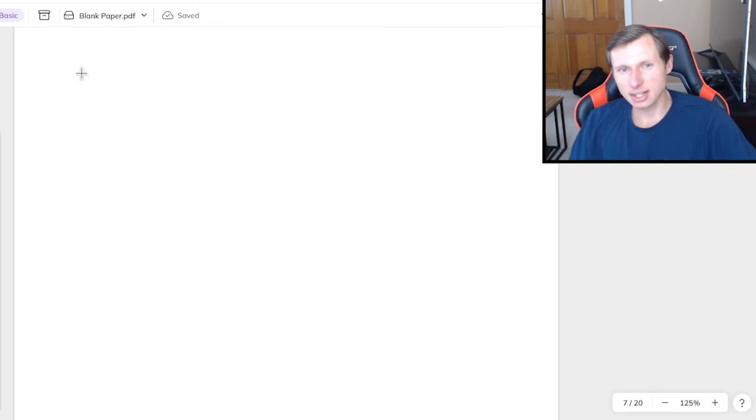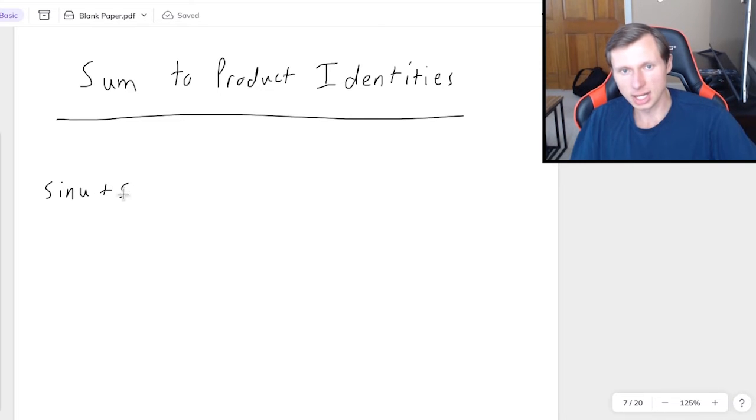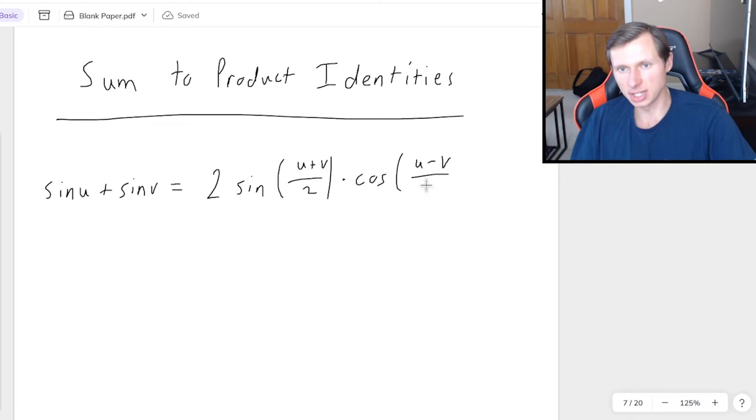And then the last of the identities we have is the sum to product identities. This is the exact opposite. We start with a sum, addition or subtraction, and we're going to turn it into a product, multiplication. So for instance, if I have sine u plus sine v, then the formula is 2 sine of (u plus v) over 2 times cosine of (u minus v) over 2. Yeah, that's a lot. But don't worry, there's 3 more.